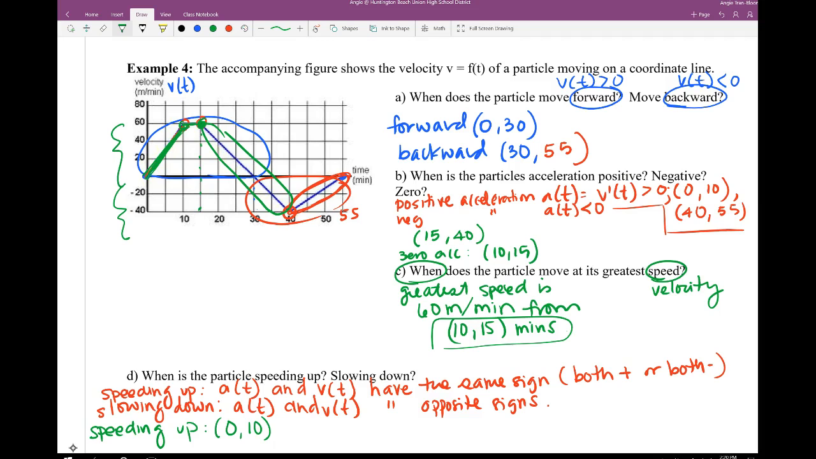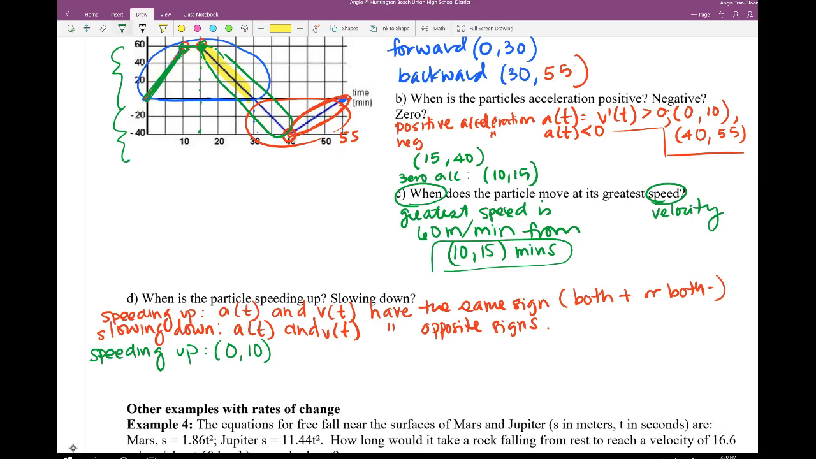Well, another spot, okay, so look at this piece. Okay, so this piece right here, see that right there? That piece has negative slope, but the velocity is positive because it's above the y-axis. So that's opposite sign. So that is really my slowing down. Okay, slowing down. Okay, so that is from 15 to 30.